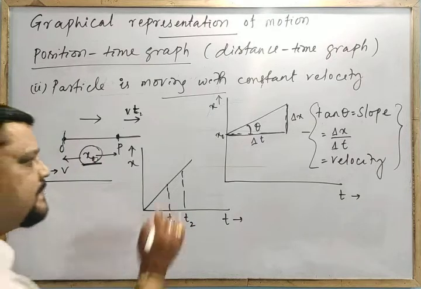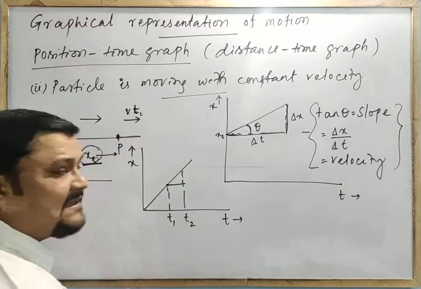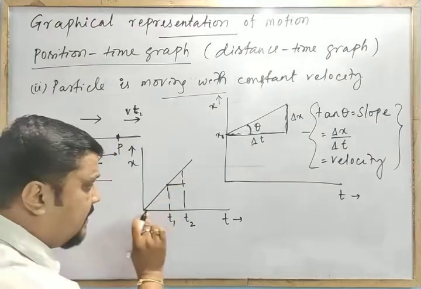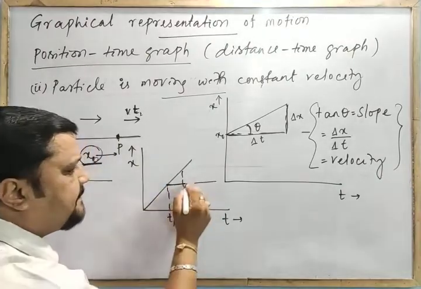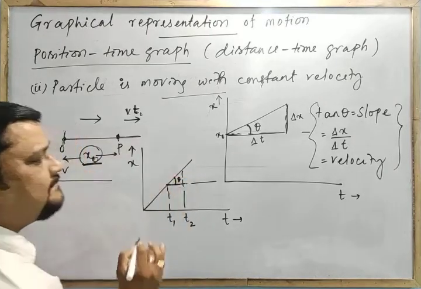Then what we will do? Draw the slope. Draw a line parallel to the time axis. Everyone has to know about the slope, how to draw the slope. Draw a line parallel to the time axis. Okay, this is the line. What is the slope? This is the slope, theta.